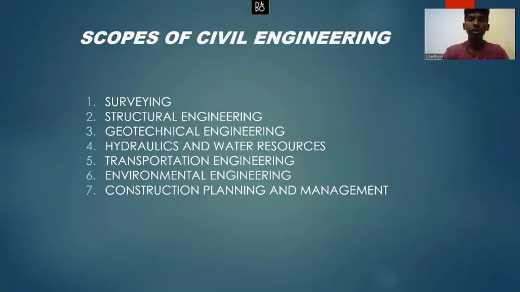So, scopes of civil engineering. There are 7 to 8 types of scopes in civil engineering. The main ones over here are surveying, structural engineering, geotechnical engineering, hydraulics and water resources, transportation engineering, environmental engineering, and construction planning and management. These are the 7 scopes that are the main ones that we'll be discussing today from scopes of civil engineering.